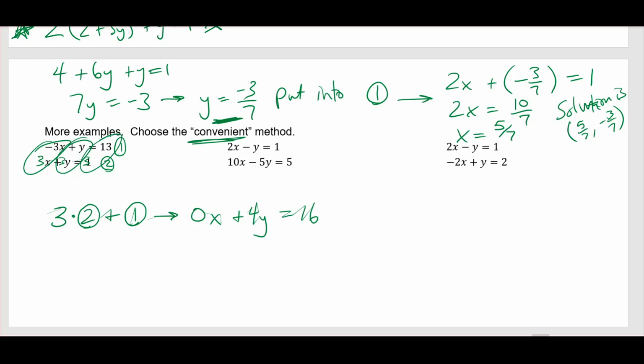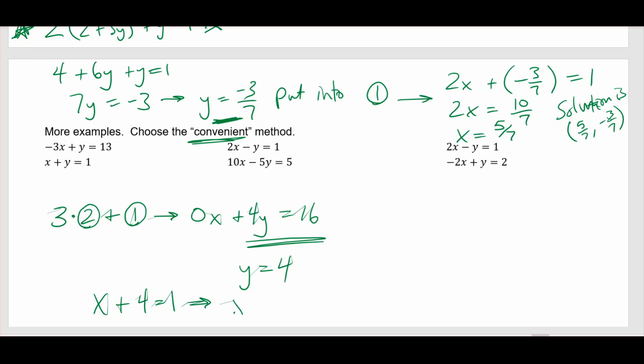All right. Well, we've eliminated x. That's great. Now I can solve for y. So y is 16 over 4, which we know is just 4. Now at that point, we've got that y value, and we can plug it into either one of these equations, which, you know, the second one's probably going to be the easiest to do, right? X plus 4 equals 1. That's going to tell us that x is negative 3, and our solution is negative 3 comma 4.